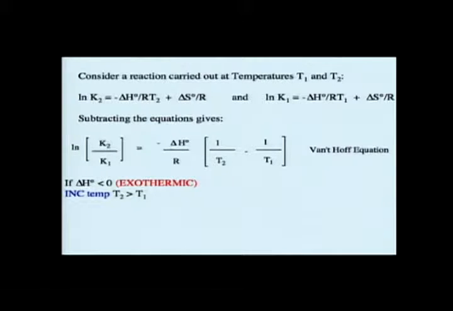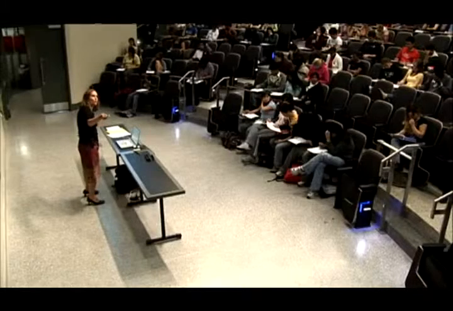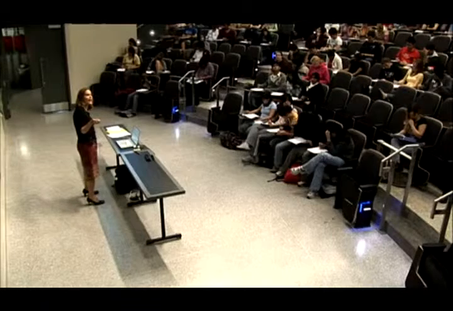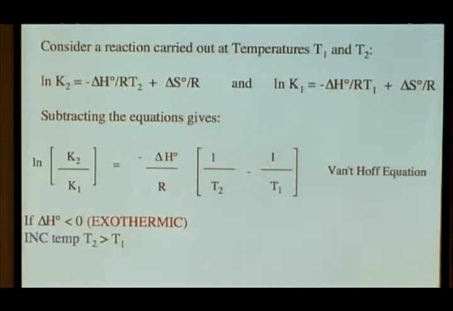where we're going to increase the temperature. And so that means that T2 will be greater than T1. We've increased the temperature. So now let's think about what sign the natural log of K2 over K1 will have if these things are true.